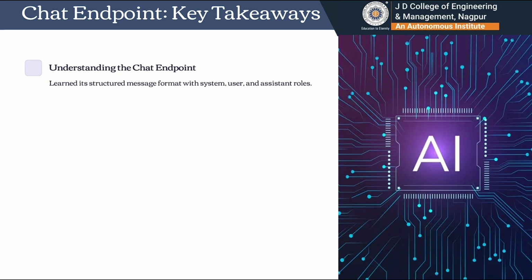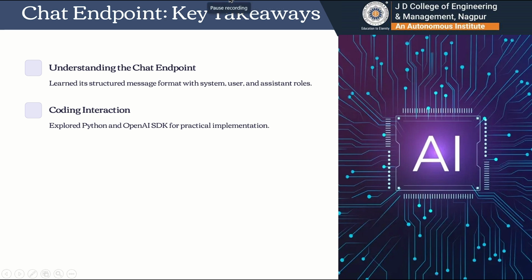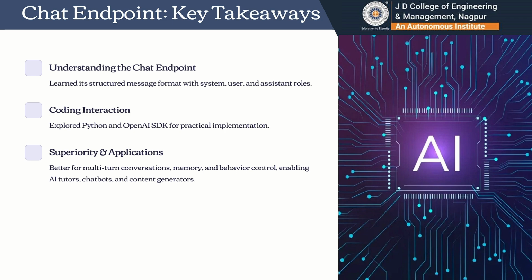We understood what the chat endpoint is and how it works using a structured message format with roles like system, user, and assistant. We explored how to interact with it in code using Python and the OpenAI SDK. We saw how the chat endpoint is superior to the older completion endpoint, especially for multi-turn conversation, memory, and behavior control. And most importantly, we discovered how this tool can be used in real-life applications, from AI tutors and chatbots to coding assistants and content generators.